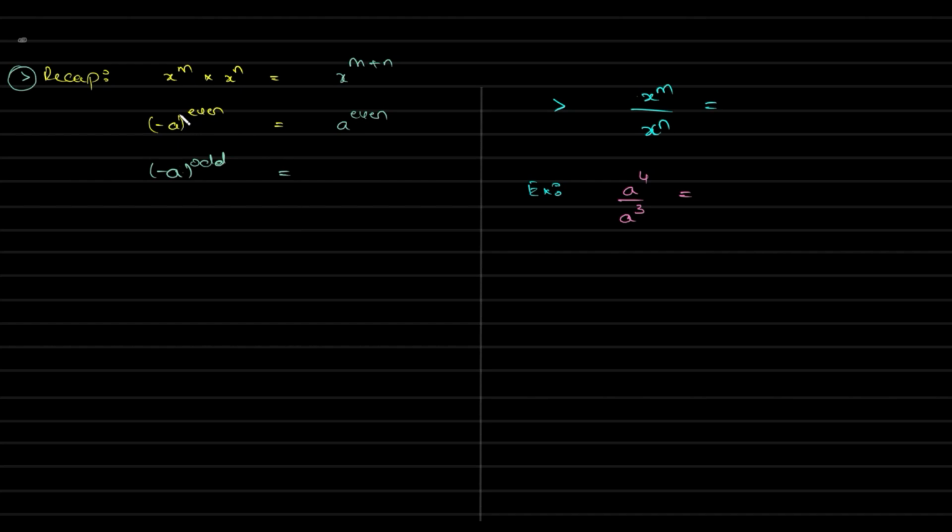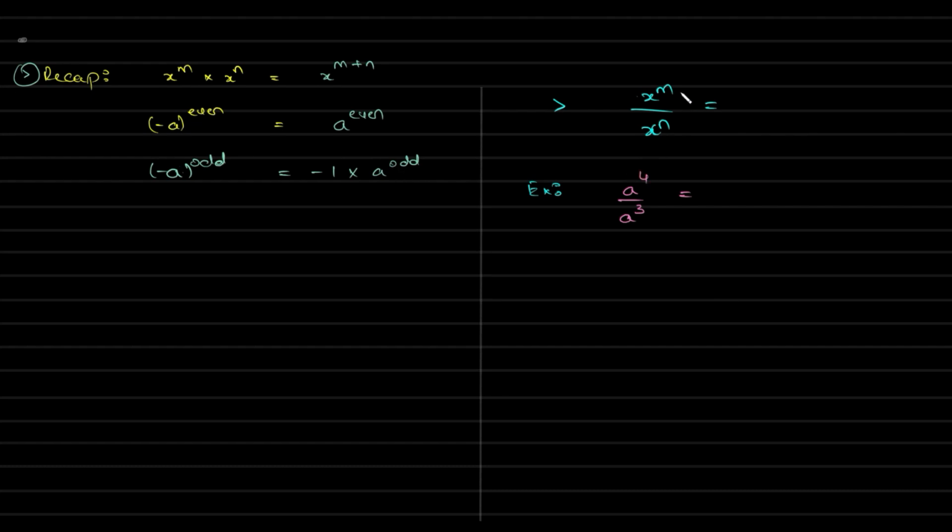So let's recap whatever we have done. We have x to the power of m into x to the power of n, same base. So I just need to add the power. Whenever we have a negative term raised to the power of an even number, we have the answer to be a to the power of even. Whenever we have a negative term raised to the power of odd, we have negative 1 into a to the power of odd. Right? So this is what we learned till now.